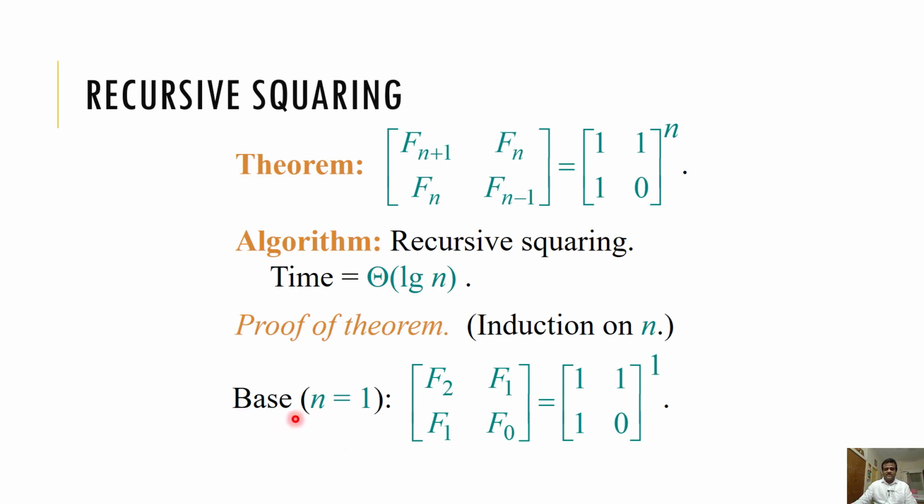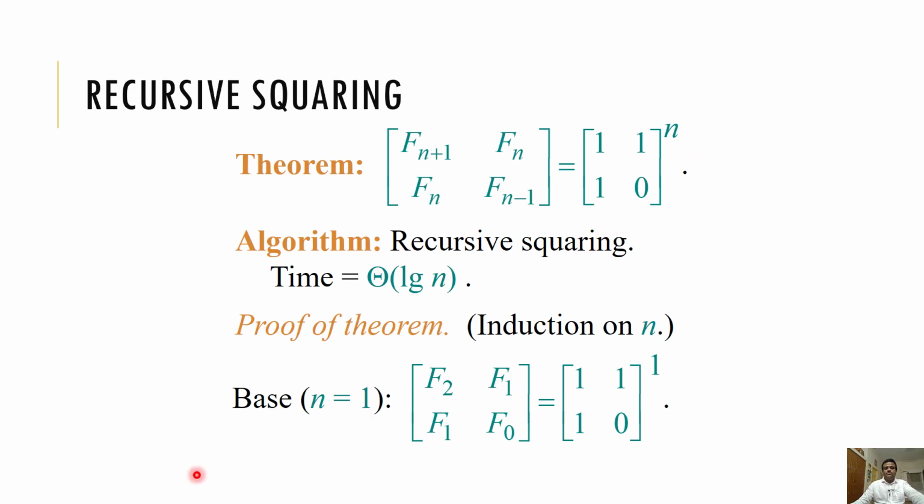So, this is the base case. The base case is that the result is true for n is equal to 1. If you put n is equal to 1, this is f2, f1, f1, f0. That is nothing but f0 is 0, f1 is 1 and f2 is 1. So, this is true for n is equal to 1. So, the base case is done.